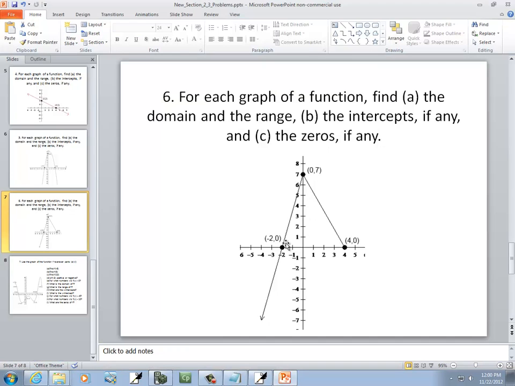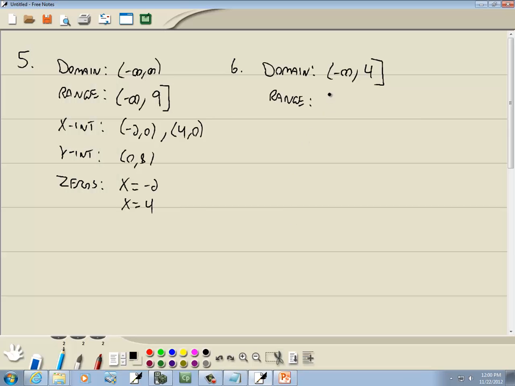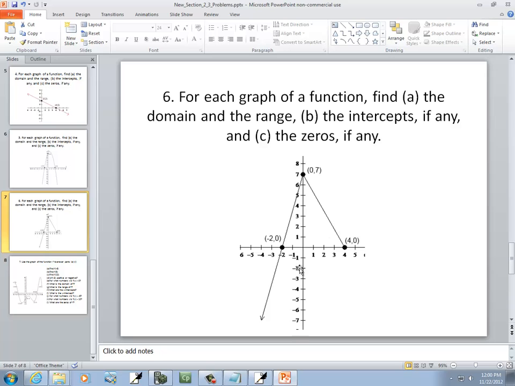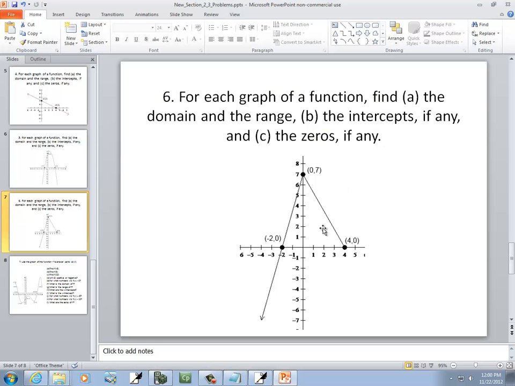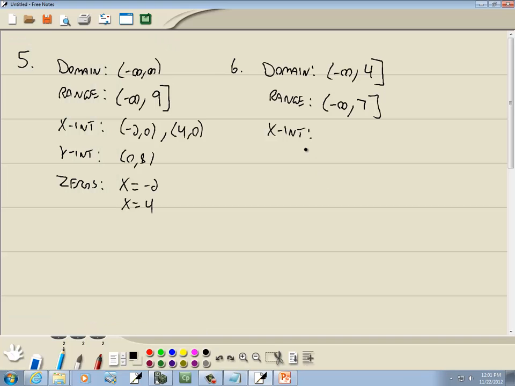Now our range is our y values. Well, it goes down forever, which then means it encompasses all the y values going down, which means -infinity. Now our highest point where the graph exists is right here, and y value wise, that's 7. So it goes from -infinity to 7. X-intercepts, where it touches or crosses the x-axis, which is (-2, 0) and (4, 0).